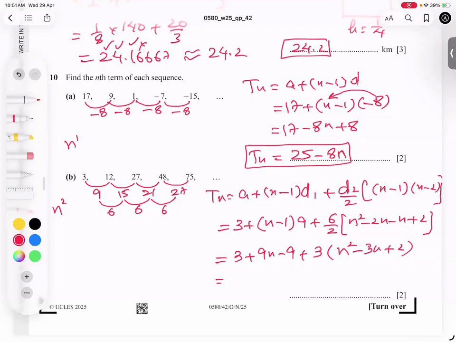Now students, 3 minus 6, we got a negative, so 9n minus 6. And 3 multiplied inside the bracket, minus 9n and plus 3, 2 threes are 6. The 6 cancels out, and the 9n cancels out. I got 3n to the power 2. So I got this formula.